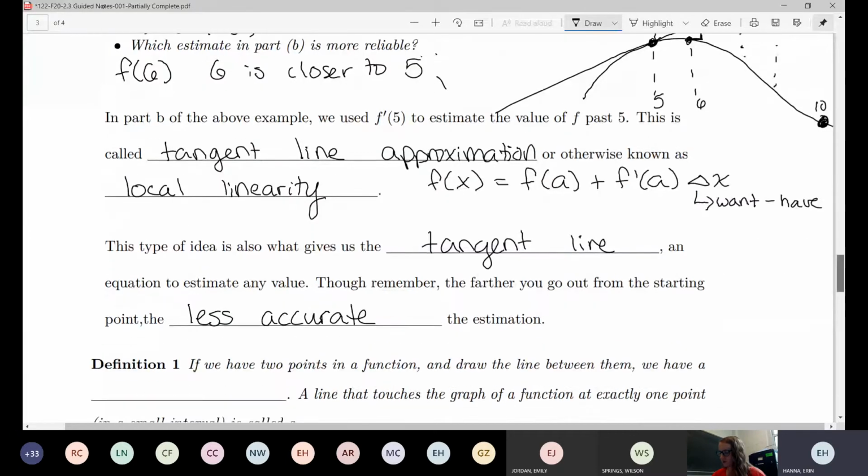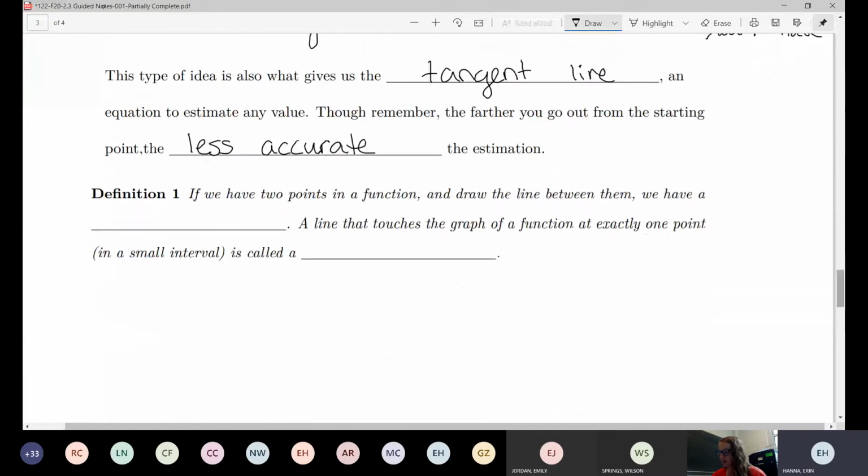So, now we're going to define things I've technically already defined, but this is where they formally come into our notes. So just a reminder of what they are again. If we have 2 points on a function and draw a line between them, we're going to have a secant line. And then the line that touches the graph of a function exactly at one point in a small interval is, of course, our tangent line.